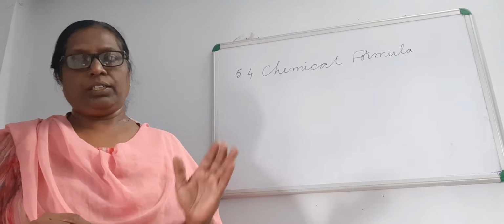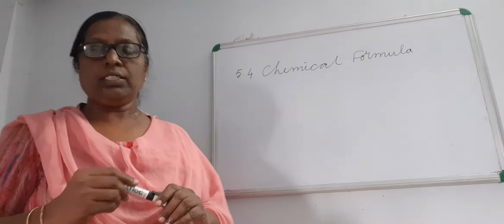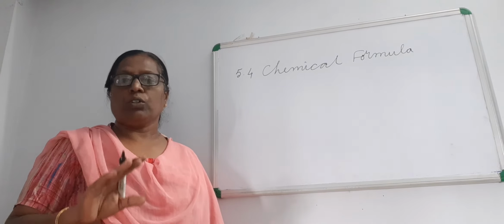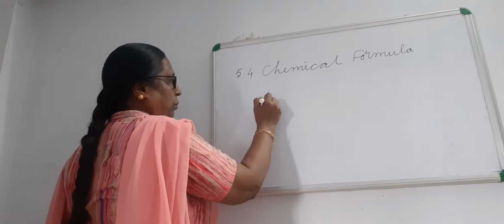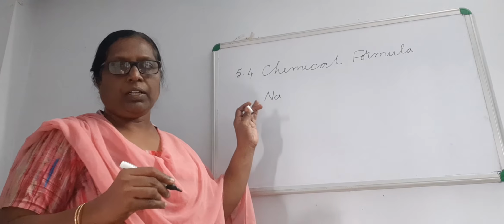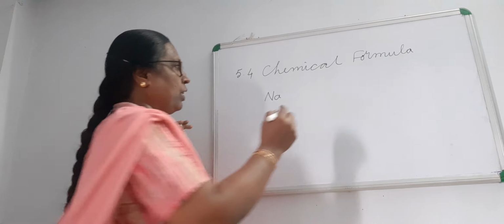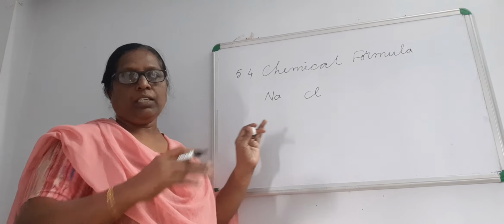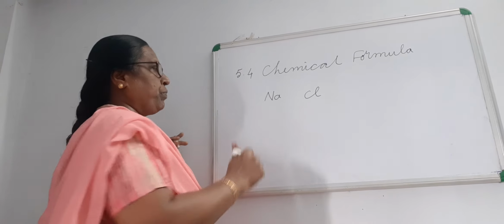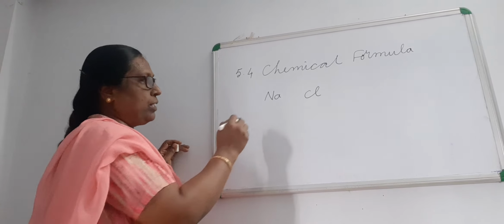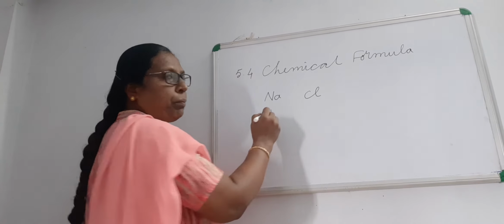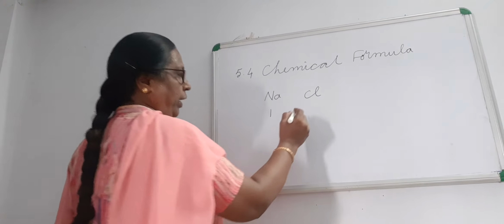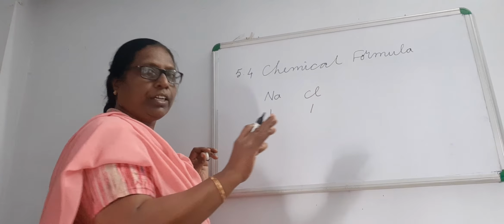First thing, before you write the formula, you should write the symbol of it. For example, how to write the formula of sodium chloride. Sodium, the metal, you will write its symbol on the left side, and chlorine, that is a non-metal, you will write on the right side, and below that you will write the valency of it. Here sodium has one positive and chlorine has one negative. Negative and positive we will ignore.